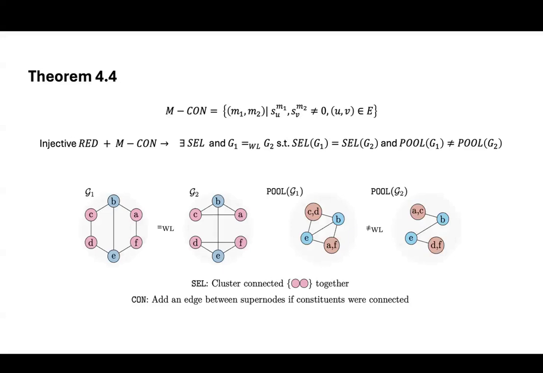Consider, for example, the two graphs in the figure, and consider a select function that clusters together the pink nodes, and the connect function as defined above. Then the two original graphs are Weisfeiler-Lehman indistinguishable, while the pooled graphs are Weisfeiler-Lehman distinguishable.